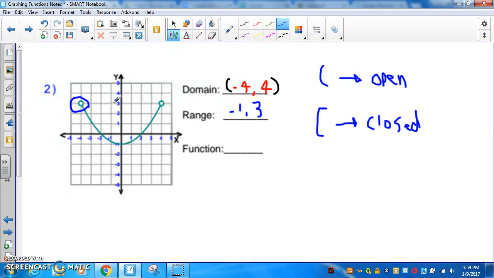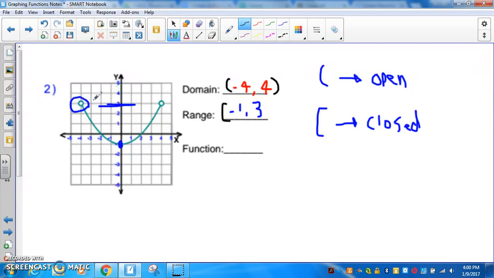So when I measured the range earlier, I was going from -1 down here up to 3 up here. -1 doesn't have an open circle on it. It's actually just a solid point. If I were to plot a point here, it would be solid because the line is solid there. So that actually means that we are including -1 in our range. It's closed like a door. So I'm going to use that.